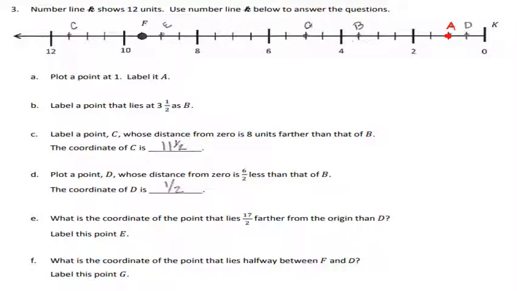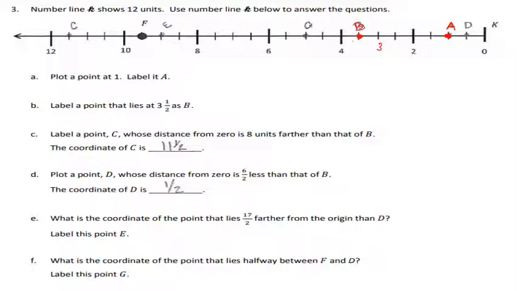Next one says label a point that lies at 3.5 as B. Well, here we got 2, 4. Here, so this here would be 3, and we can see this would be 3.5, and that's why they labeled that as B.